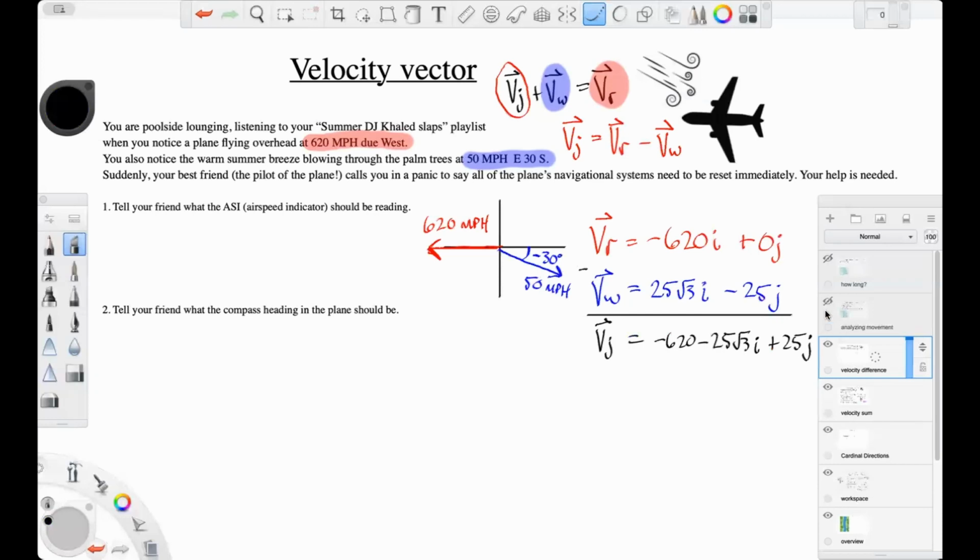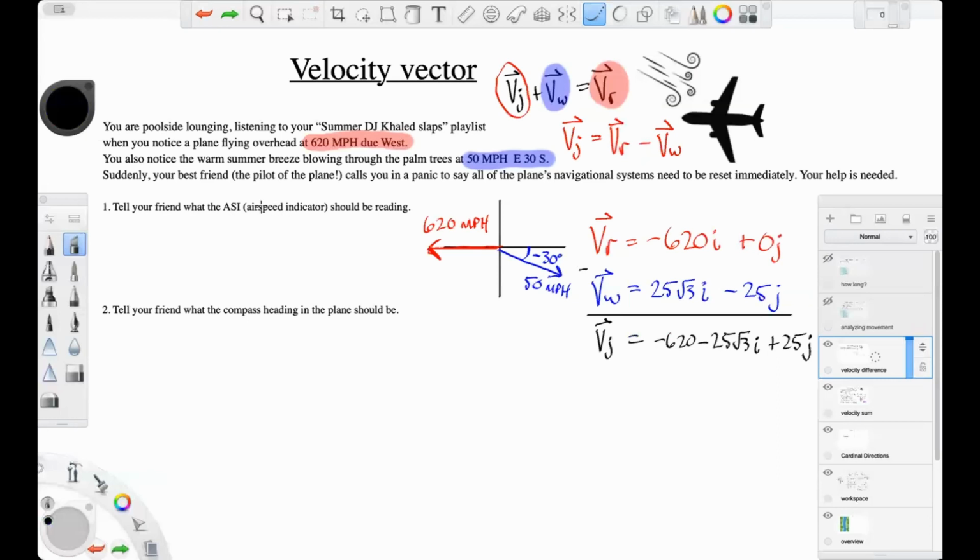j is what the jet should be doing, which kind of makes sense when we think about this, right? Because if the wind is blowing with a component that's south at 25 miles per hour, if the jet ends up flying directly to the west, then it must have a j component of positive 25 to exactly counteract this, right? Okay, cool. So we found the velocity of the jet.